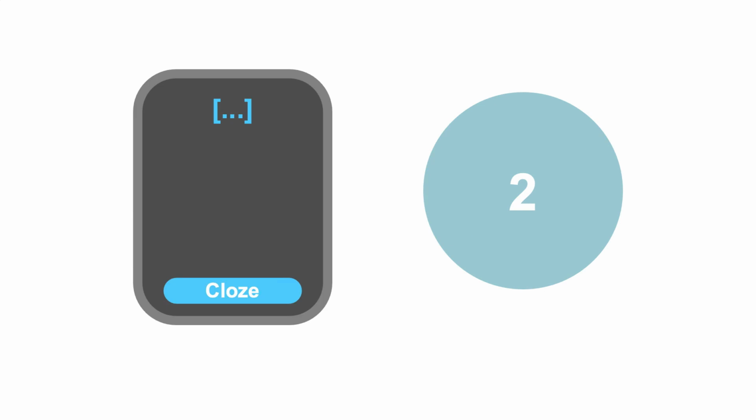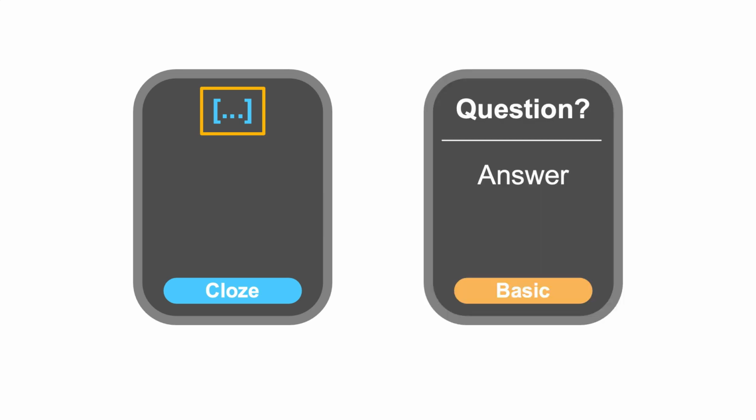The first type is called cloze. It has square brackets where the answer should be. The second type is the basic card, and it's more like a typical flashcard. It has a question and then the answer appears below the break line.